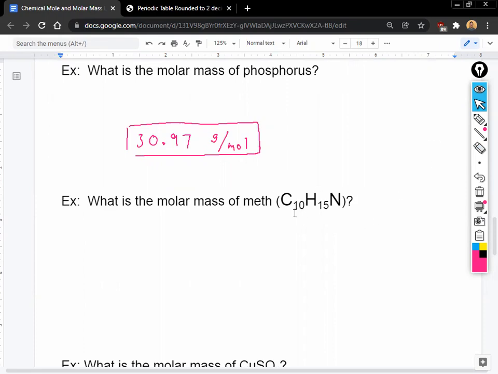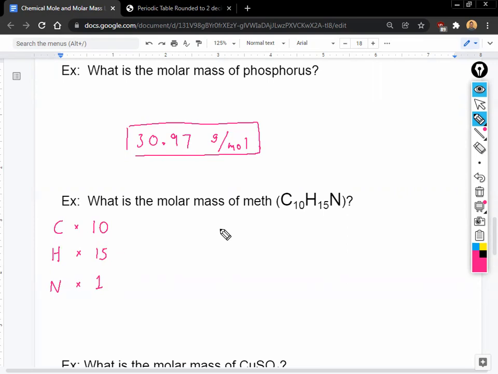So let's take a look at the formula and break down what elements are inside of meth. How many carbons are inside of meth? 10. Let's write that down on our paper. There's 10 carbons, 15 hydrogens. And lastly, how many nitrogens do we have? 1. Good. Let's jot this down because we need to know how many of each element we have in order to find the molar mass of the combined molecule. We're going to figure out how much all the carbons weigh, how much all the hydrogens weigh, how much all the nitrogens weigh, and then if we put it together, we can find out how much a mole of meth weighs.